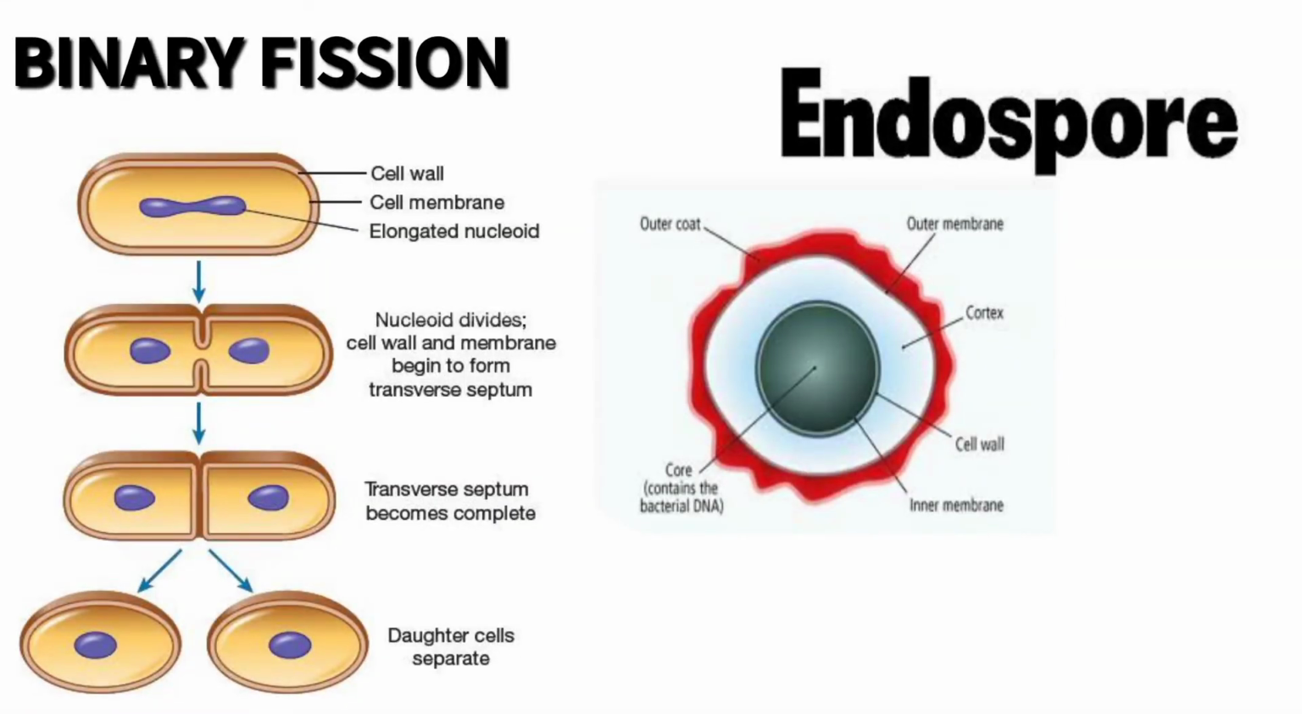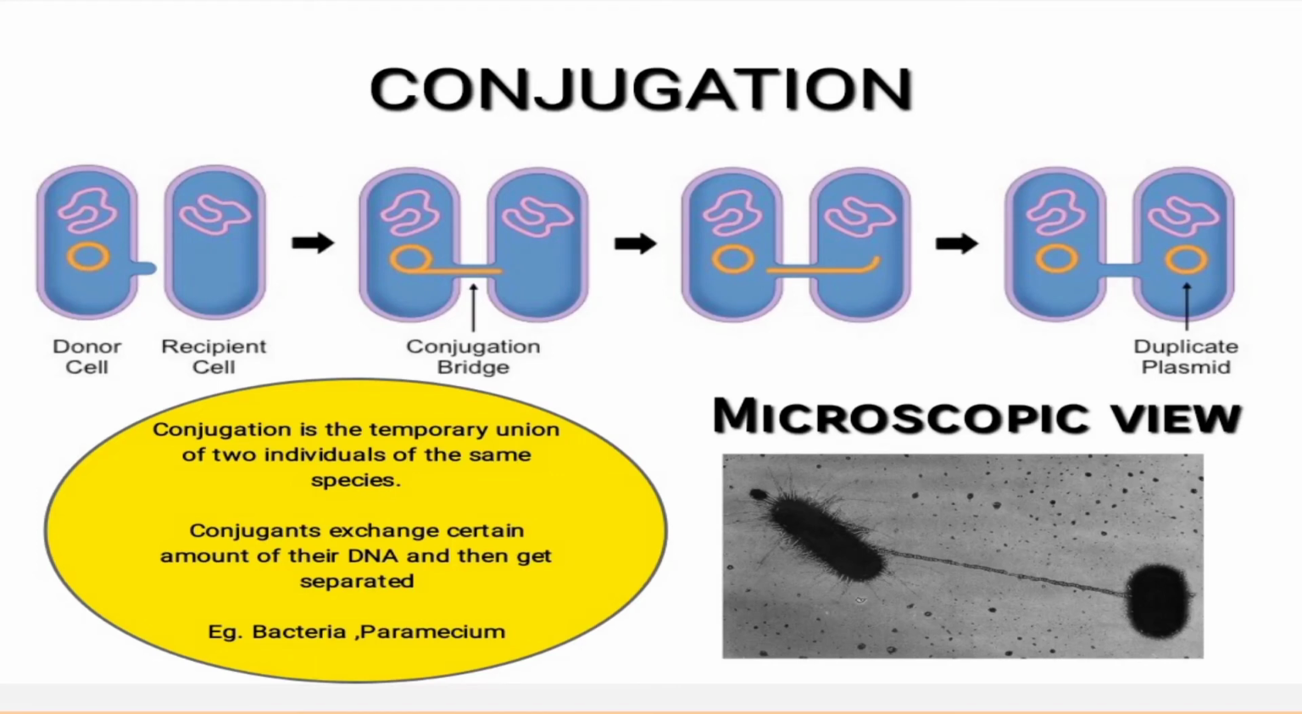And then the next one, conjugation. Conjugation comes under the sexual reproduction process. In the sexual reproduction process, you have three methods. One is conjugation, another one is transformation, and another one is transduction. So we will learn about these three methods in this chapter, and then we will wind up.